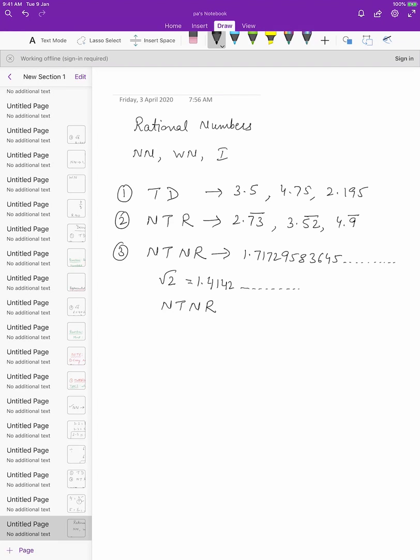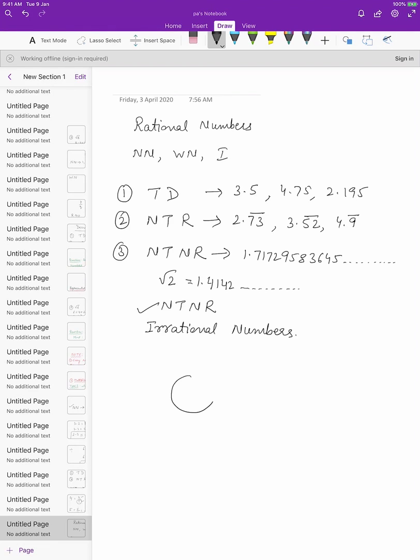Now these type of numbers which have non-terminating and non-repeating decimals are known as the set of irrational numbers. Now what are irrational numbers? They have a non-terminating and non-repeating decimal expansion. So can we say that all rational numbers are irrational? No. Are all irrational numbers rational? No. They are totally two different sets of numbers.